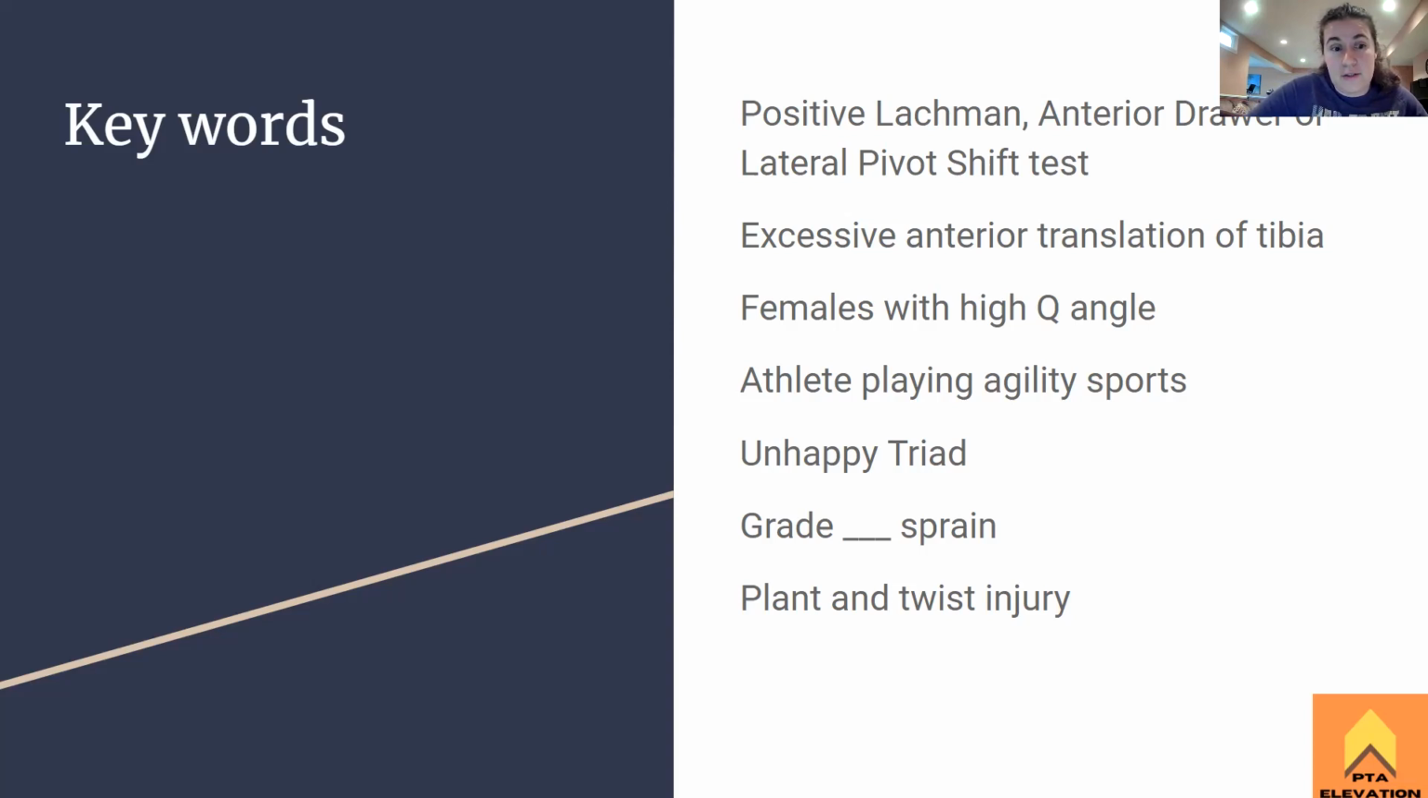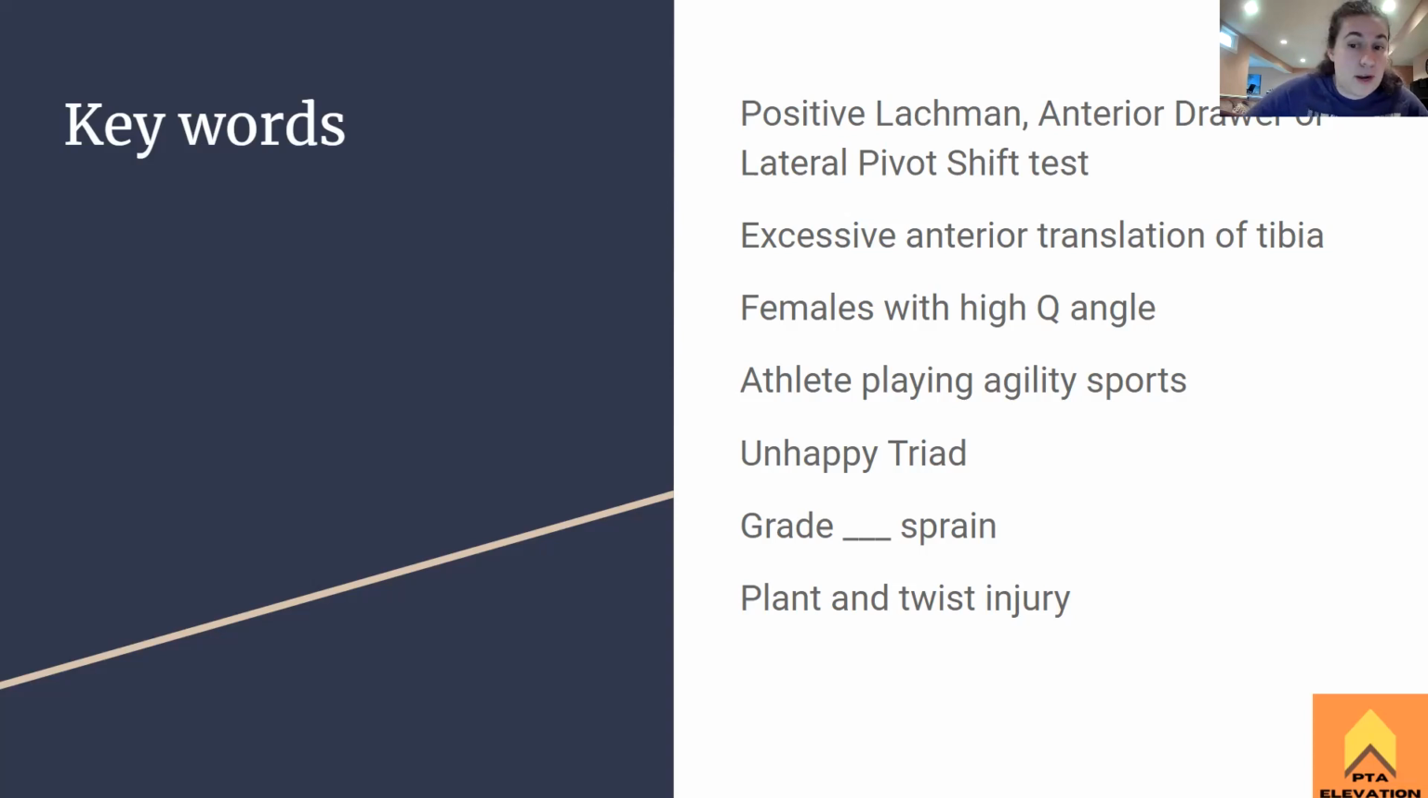The ACL is not doing its job because it's broken. Females with a high Q angle, that's going to be another thing that makes us think, oh, this could be ACL. And then any athlete playing agility sports, like volleyball or soccer, where there's a plant and twist kind of injury, not good. Unhappy triad: we're seeing ACL, MCL, and medial meniscus problems. They can all come in a pack together, like a group project. So that would be the unhappy triad.